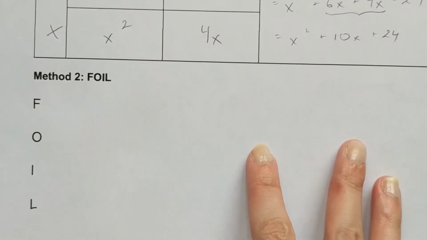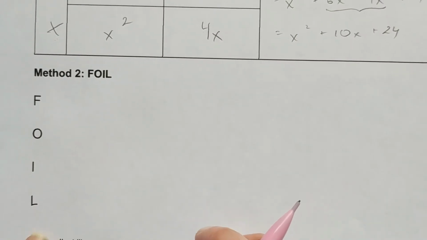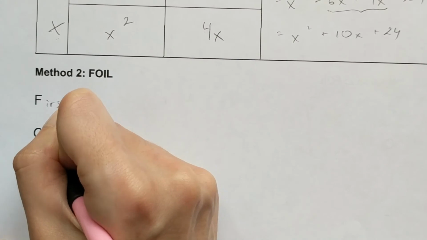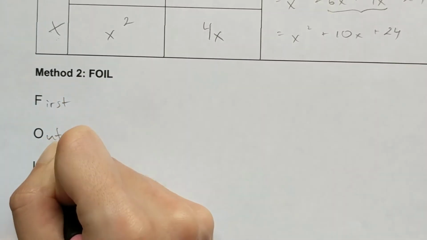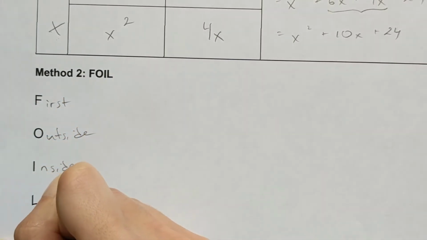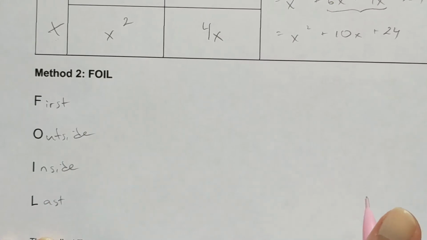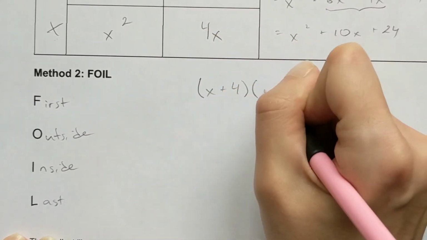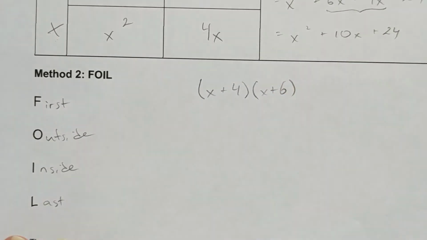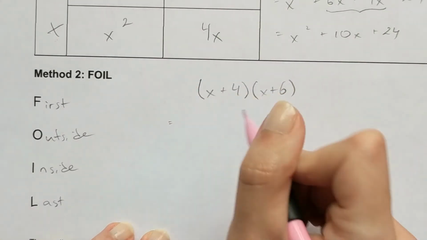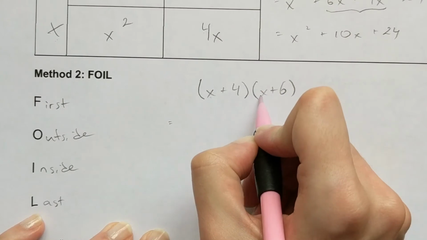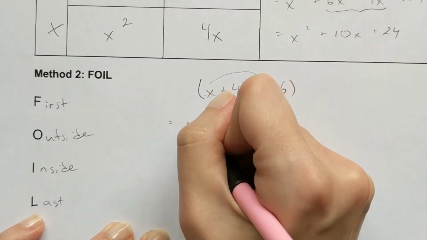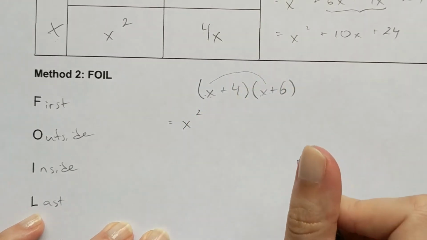We can also solve this using the FOIL method. Remember, F stands for first, and then outside, inside, and last. I'm going to rewrite my equation down here, just so that I have it handy. I need to do my first terms first. X times x is x squared.